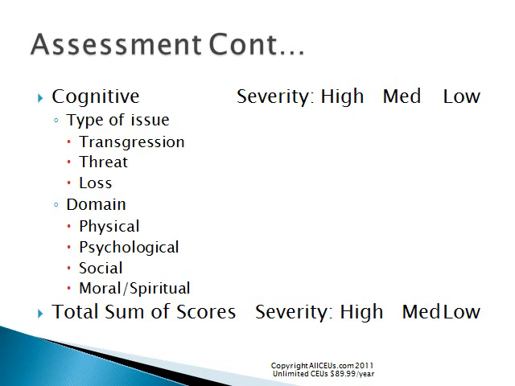So we need to look at what the type of the issue is, whether it was somebody did them wrong, or is threatening them, or they experienced a loss, and what domain or domains they feel the most pain in right now. Then you total your scores. How many highs, how many mediums, and how many lows. That will give you an idea, again, of where your crisis threat level is at.